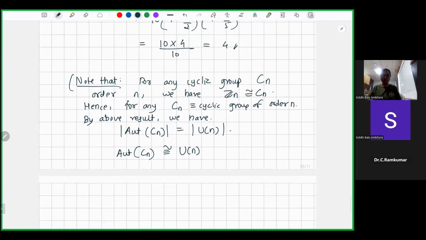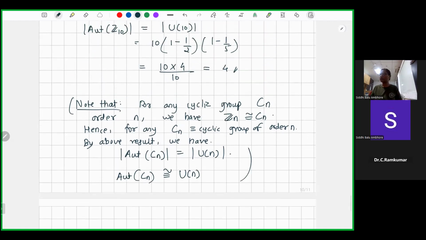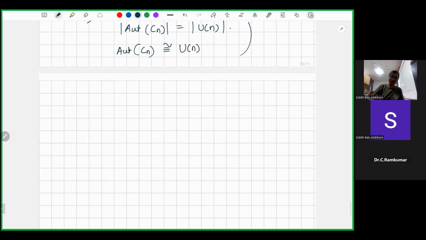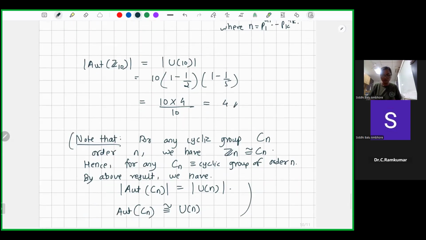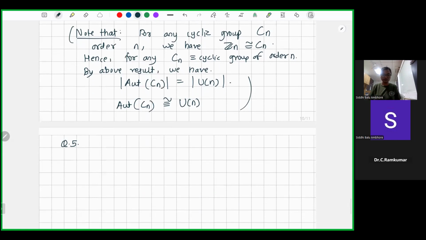Okay, I hope this is fine so far. Now this is the next question. I hope this is fine. If not, please you can unmute and ask. Otherwise, we will move further.